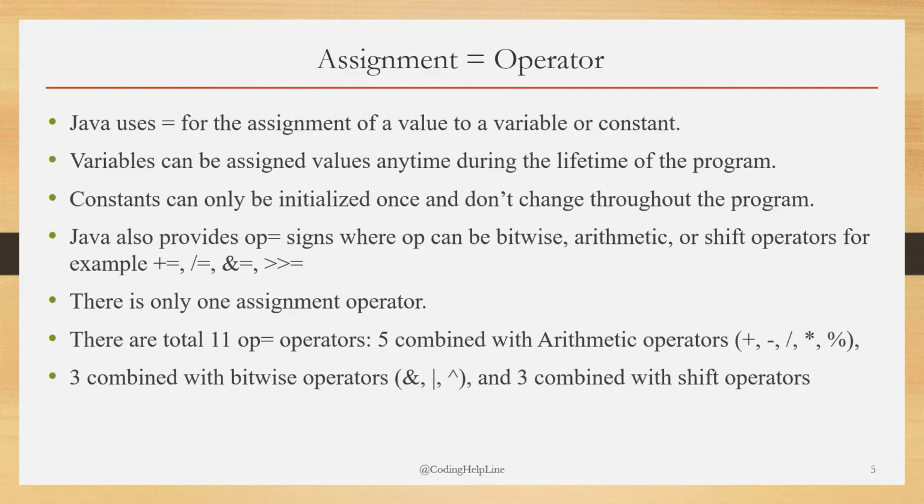And 3 are combined with shift operators. There are 3 shift operators: left shift, right shift, and unsigned right shift. These 3 operators can also be combined with the assignment operator. So there will be a total of 11 OOP assignment operators in Java. These are the shift operators: right shift, left shift, and unsigned right shift.